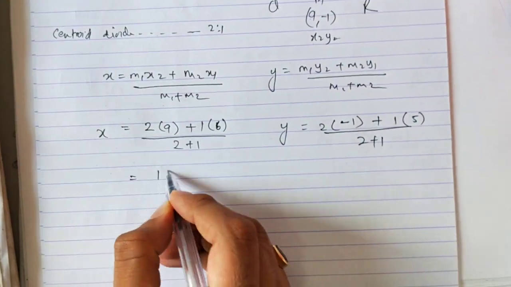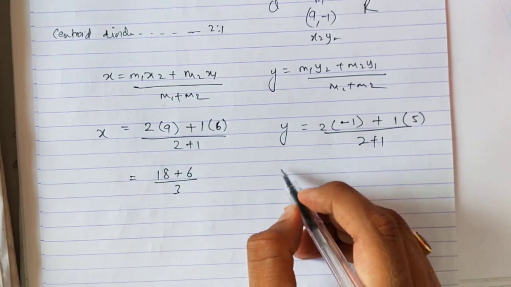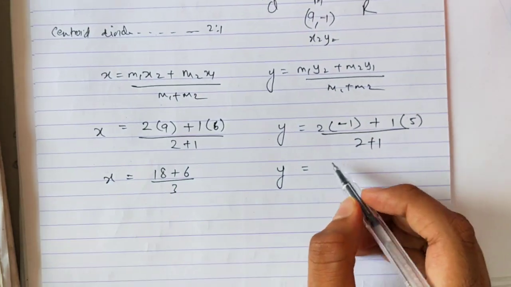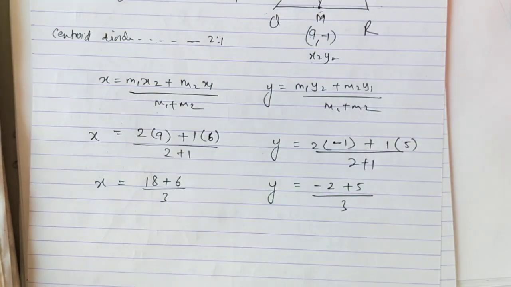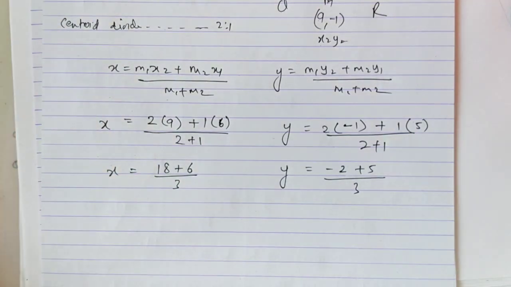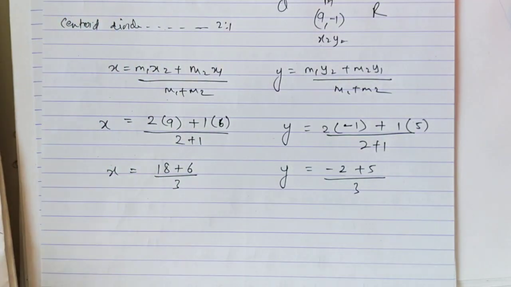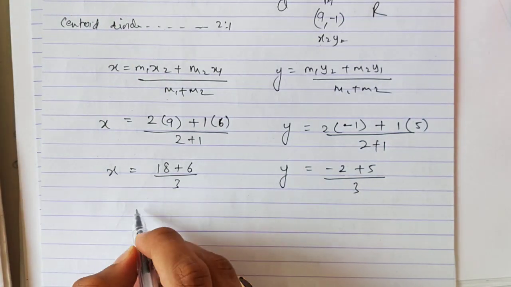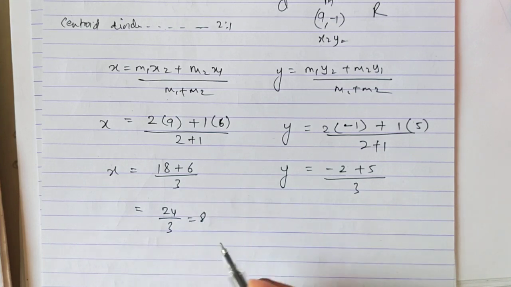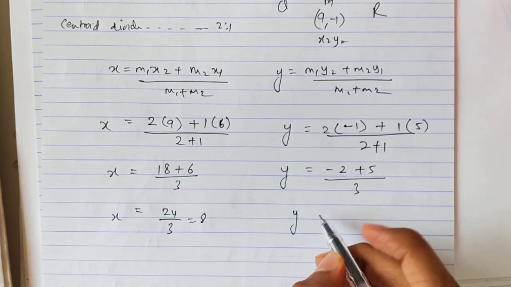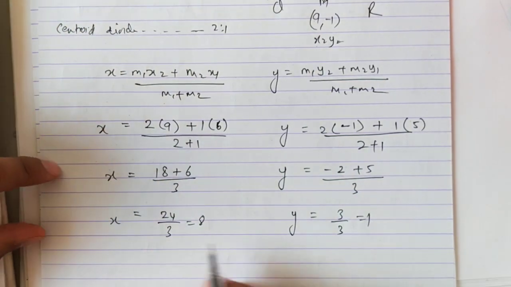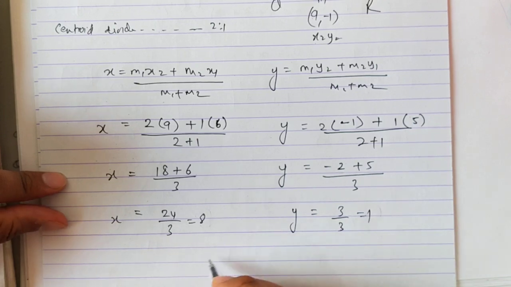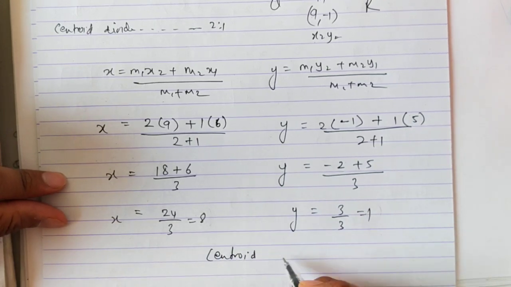Let's solve this. 18 plus 6 upon 3, and here I have minus 2 plus 5 upon 3. I'll check the answer here, 19th question of 11A exercise. This becomes 24 upon 3, that is 8, and y is 3 upon 3, that is 1. So the coordinates are 8, 1. So I'll write here in the final answer, centroid is 8, 1.